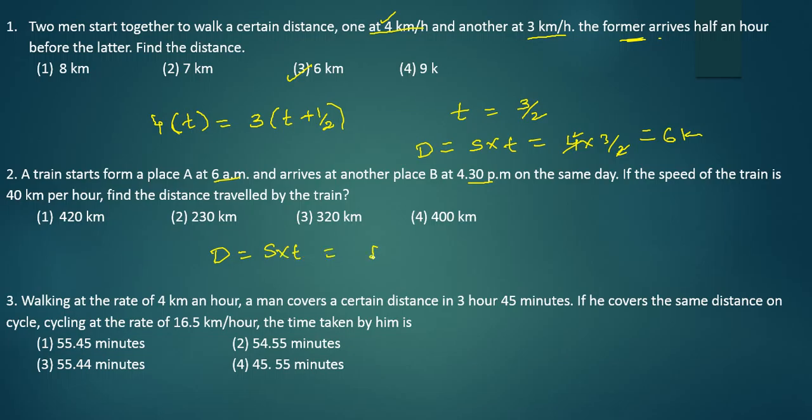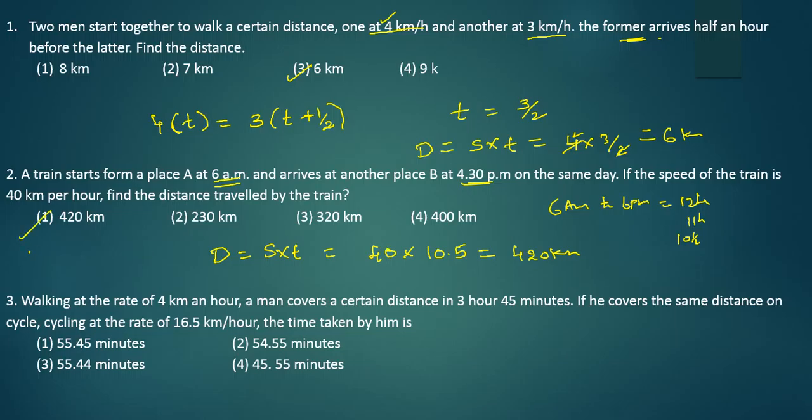At what speed is it traveling? 40 km per hour into how many hours it traveled? See, from 6 am to 4:30 pm. Simple: 6 am to 6 pm, how many hours will be there? 12 hours. If it is 5 pm, go 1 hour back, it means 11 hours. Deduct half an hour because it's saying 4:30 pm. It means 10 and a half hours. We can write that as 10.5. On simplification, we will get 420 kilometers. So the answer is option 1.